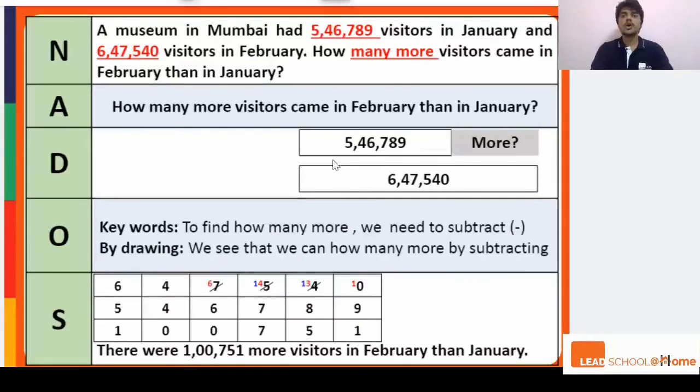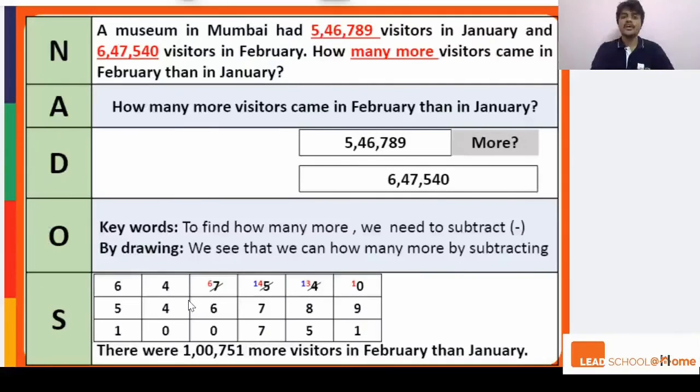Alright, now let us draw to understand the question. These many people came in January, these many people came in February. How many more came? This extra is what we are supposed to find. Now let us go to the fourth step. Let us finalize the operation that we have to use. The keyword is how many more, what is the extra that we have. So for that we will have to do subtraction. We already know how to do subtraction.